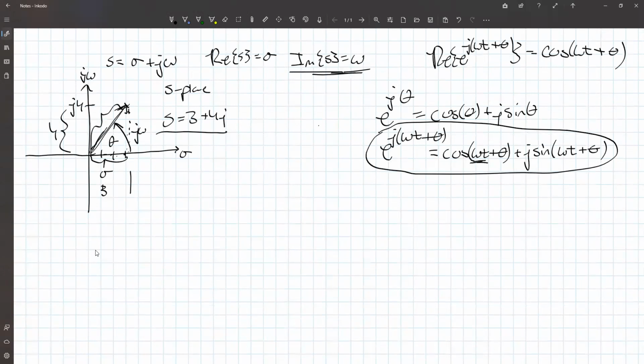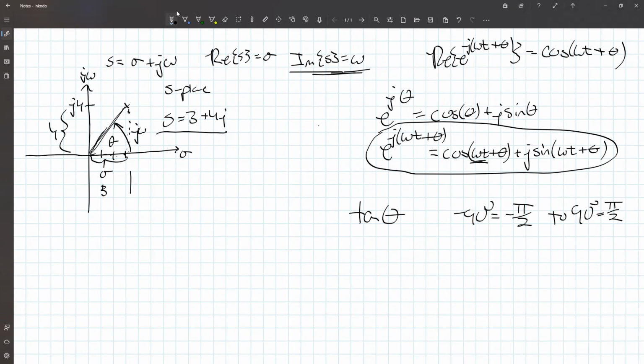So the range of the inverse tangent of theta is going to be negative 90 degrees or negative pi over 2 to 90 degrees or positive pi over 2, correct?